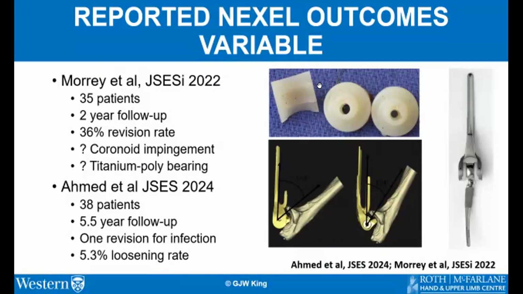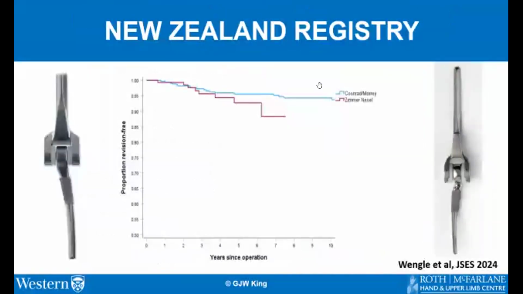It was postulated that impingement of the coronoid on the humeral component may be a cause of this higher failure rate, or perhaps backside wear of the Nexel bearing against titanium. Data from the New Zealand Joint Registry shows much better results than reported by Morrey. However, there still seems to be a bit of a trend for higher failure rate of the Nexel compared to the Coonrad-Morrey, but more follow-up information is required.